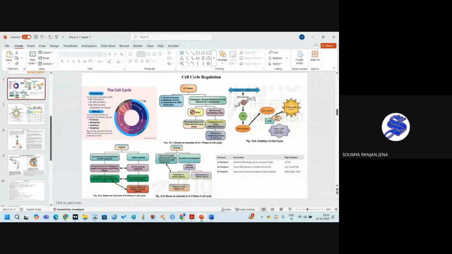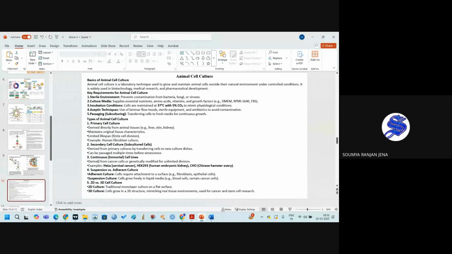Here, if the P53 is damaged or mutated, then there is no inhibition of the cell cycle. Then the cell cycle will continuously proceed and it will produce numerous cells and it will cause a cancerous tissue, uncontrolled growth. There is no control in our cell. So these are immortal cell lines. And examples are the cervical cancer cell line, embryonic kidney cell line, and Chinese hamster ovary cell line. Then we culture the cell.